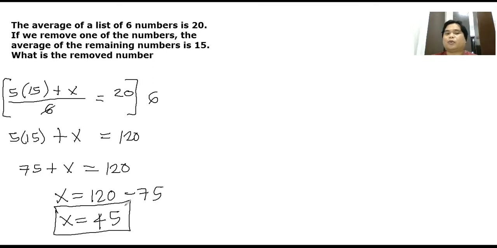So when you add 45 to those five numbers, which have an average of 15, its entire average changes to 20. So I guess I made it easy for you, especially for you, someone who sent me this problem. I hope finally we're able to understand the entire question and the solution as well.